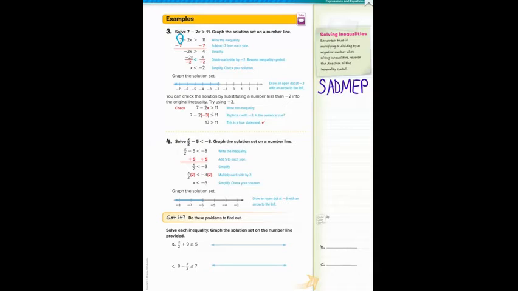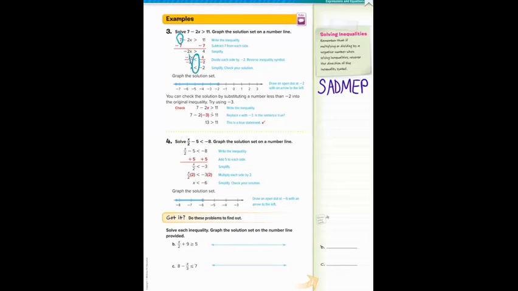Still using SADMAP, D would come next, but we do not have division. So let's look for the multiplication. We do have multiplication. This is showing -2 times x. In order to get rid of our multiplication, we need to do the opposite operation. The opposite of multiplication is division. Let's divide both sides by -2. The -2's on the left will cross out, so we're just left with x. 4 divided by -2 equals -2.